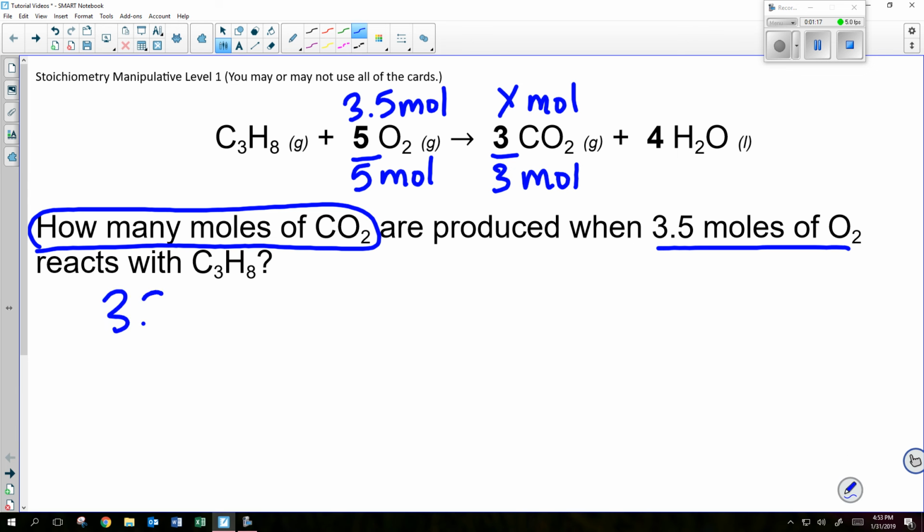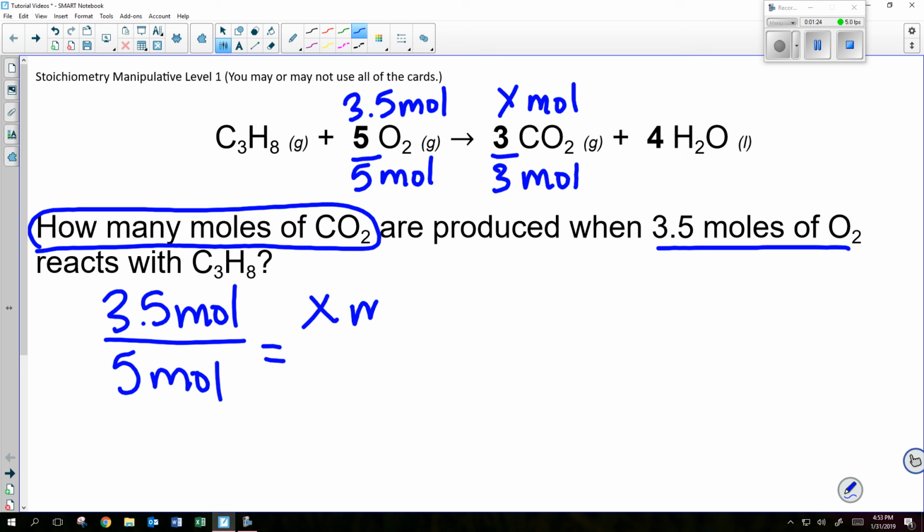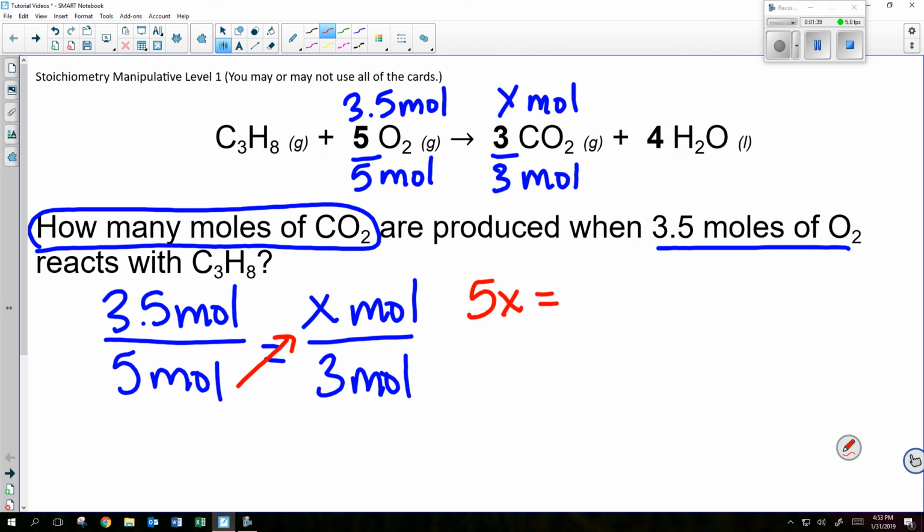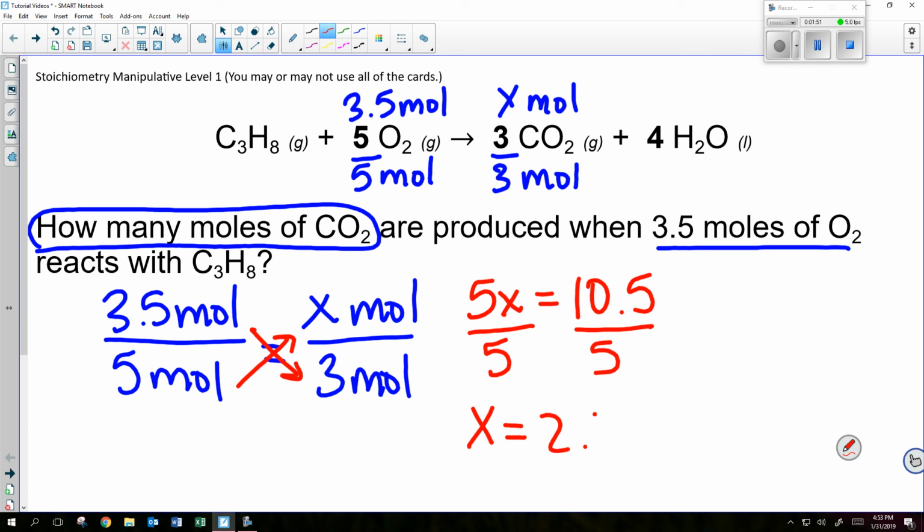So 3.5 moles over 5 moles equals X moles over 3 moles. At this point, I cross multiply and solve for my missing variable, which is X. Multiplying this way, I get 5X equals, multiplying this way, I get 10.5. So I divide both sides by 5 to solve for X, and X equals 2.1.